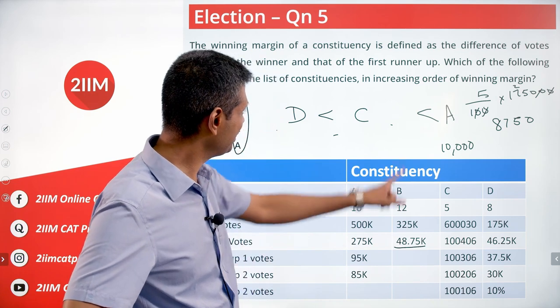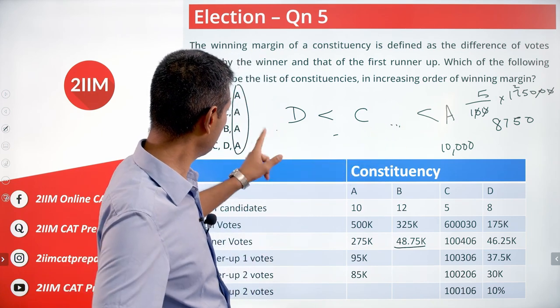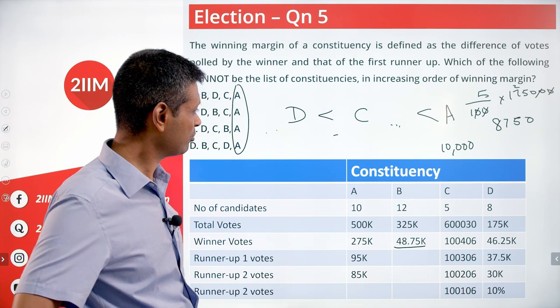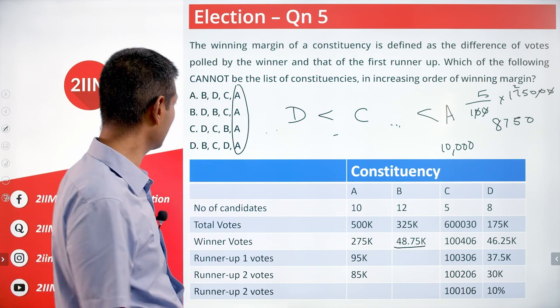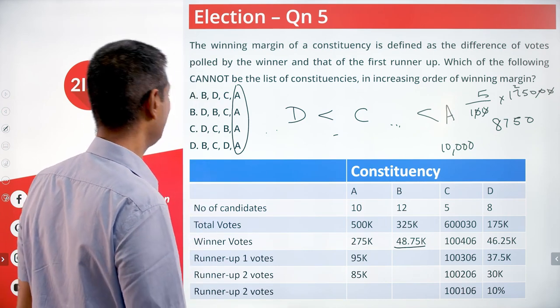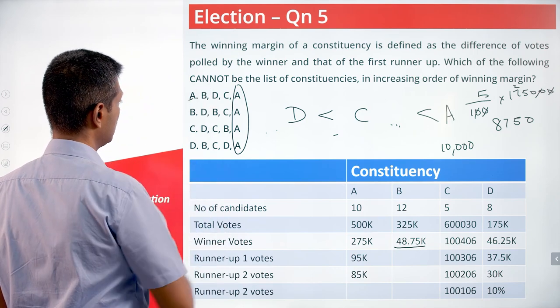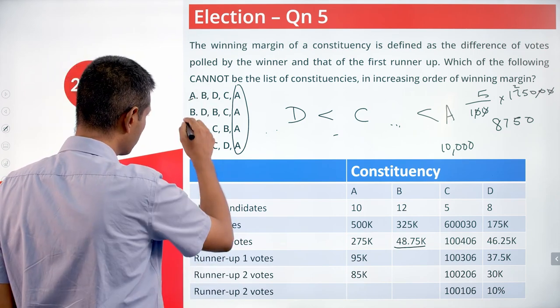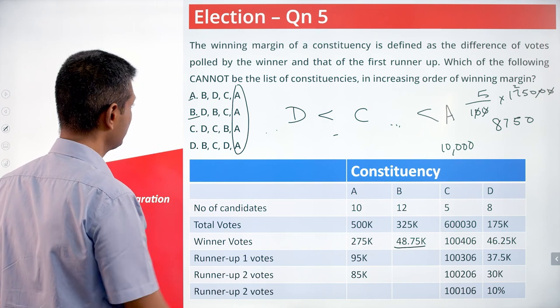So I can technically have D here, a B here, or B here also. That's tricky. I'm not able to place B anywhere. Let's look at the choices. B, D, C, A, yeah, it seems possible. D, B, C, A should be possible. D, C, B, A should be possible.